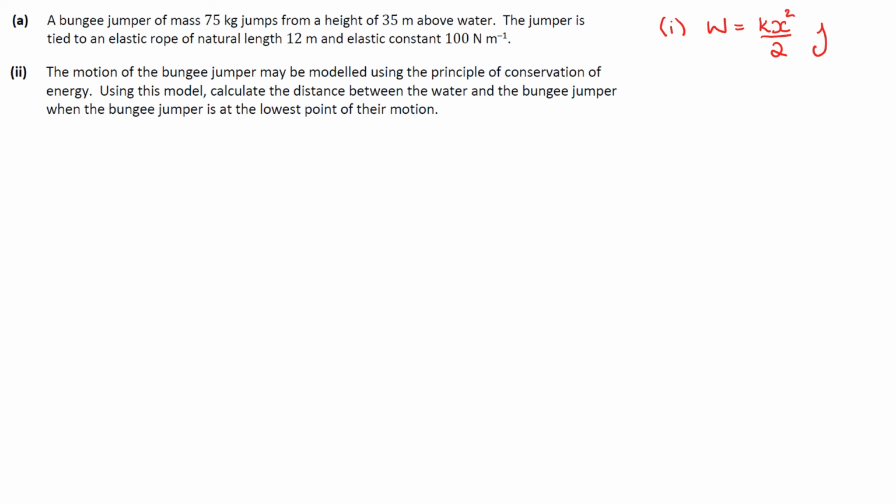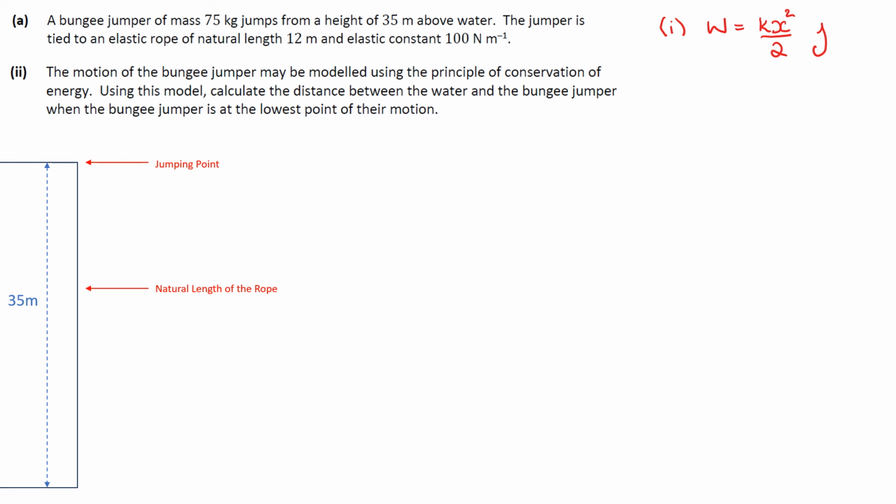So before we go any further, let's sketch out what's happening. So we have a bungee jumper who is at a given height. So here is where they're jumping from, and this is 35 meters. So we have this jumping point here at the top. We then have a few more measurements that we want to put in.